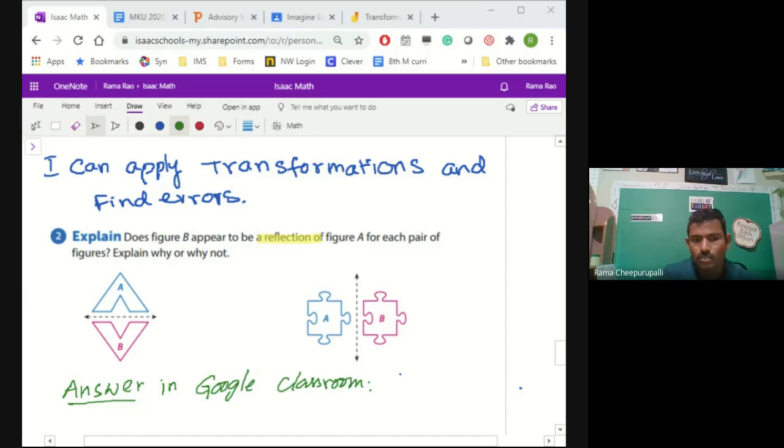So let's look into the question. Does figure B appear to be a reflection of figure A? So each pair of the figures. Okay, let's look at the answers up here. You guys did answer them. I really like that. You guys used a lot of vocabulary on there. Very good. I think figure B is a reflection. I like the vocabulary that you guys are using. Same size, shape, and just flipped around. Nice. So I can see a lot of good notes out there, guys. Very good. And yes, B is more clear.